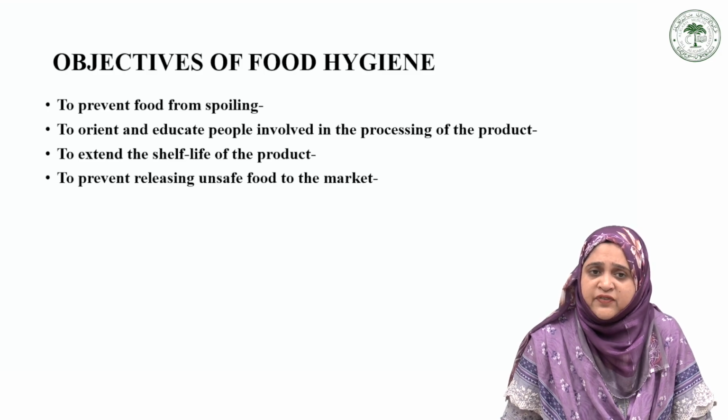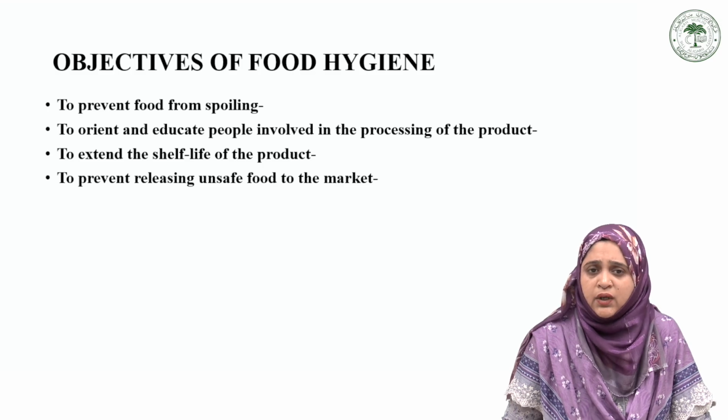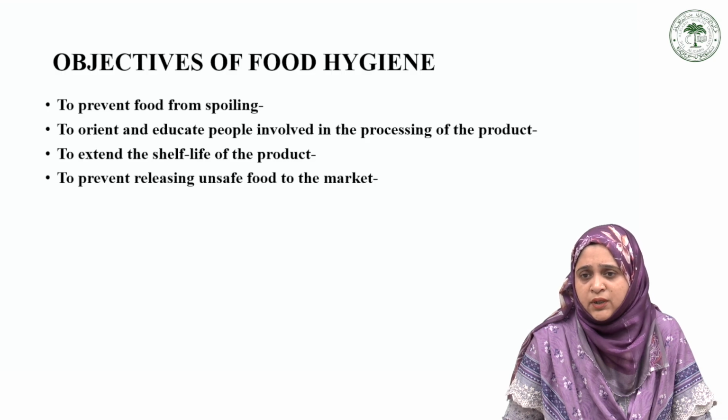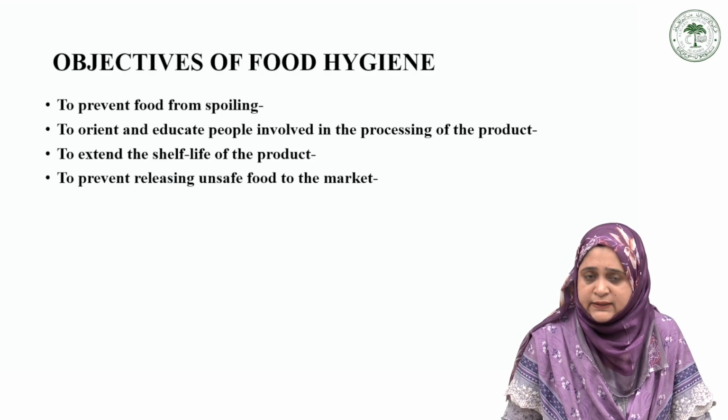There are specific objectives of food hygiene, which include preventing food from spoilage due to contamination as a result of unclean environmental conditions, poor food hygiene practices, and lack of orientation on food safety. The next objective is to orient and educate people involved in the processing of the product on how to practice safe food handling and sanitary practices. Next is to extend the shelf life of the product through the cleaning process. And the next one is to prevent releasing unsafe food to the market that can result in foodborne illness.